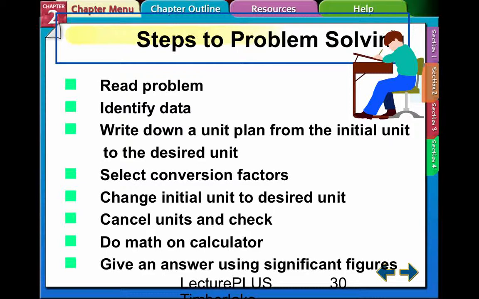Always double check your math. Use a calculator if you need to double check your math. Always give your answer in significant digits. Significant figures and significant digits in scientific notation all have to do with one another.